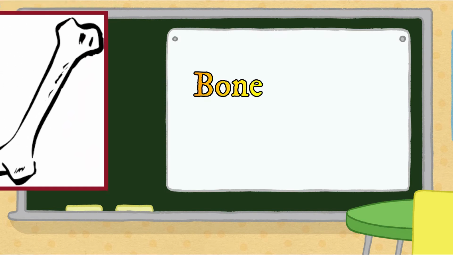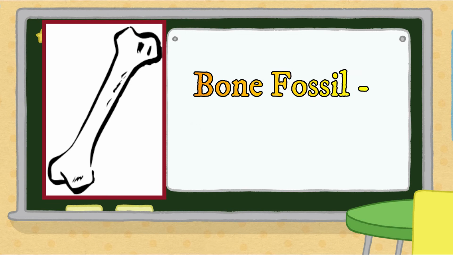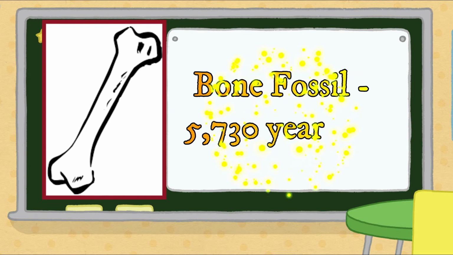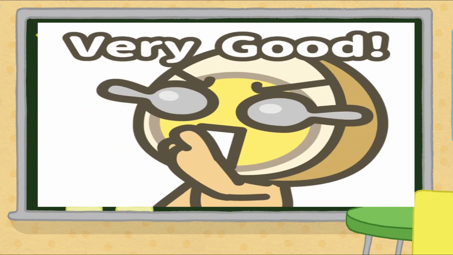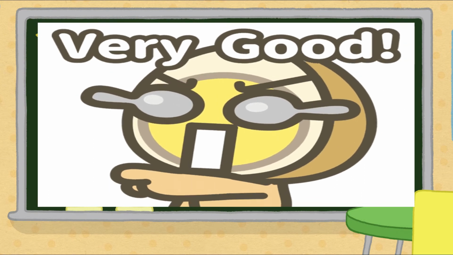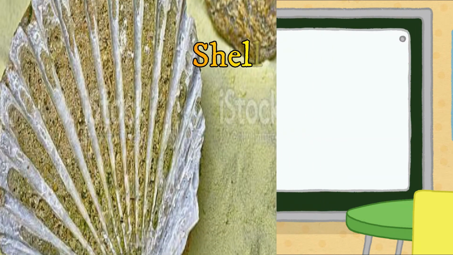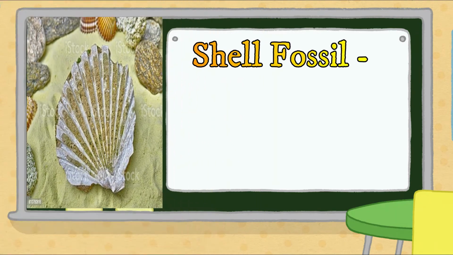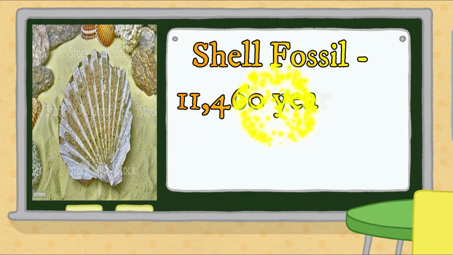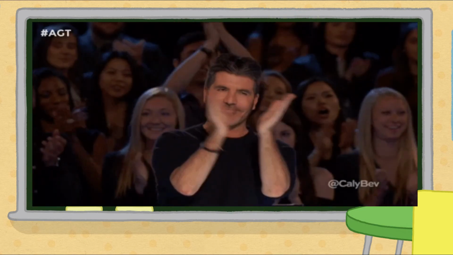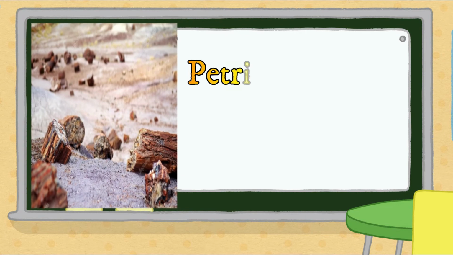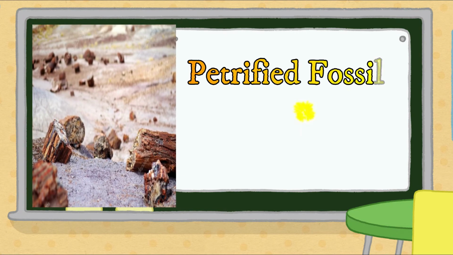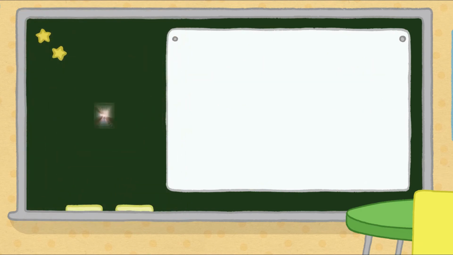The bone fossil is about 5,730 years old. Very good. While the shell fossil is about 11,460 years old. Very good. And the last fossil, the petrified wood fossil, is about 17,190 years old. Well done, everyone!